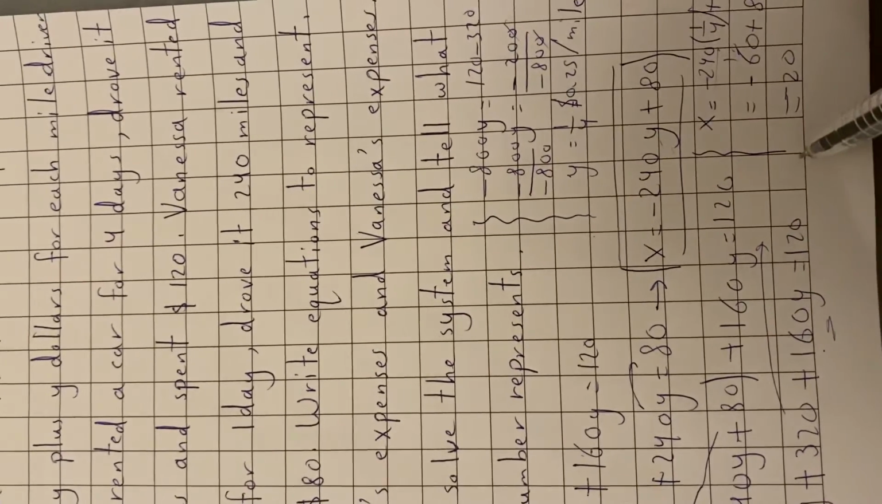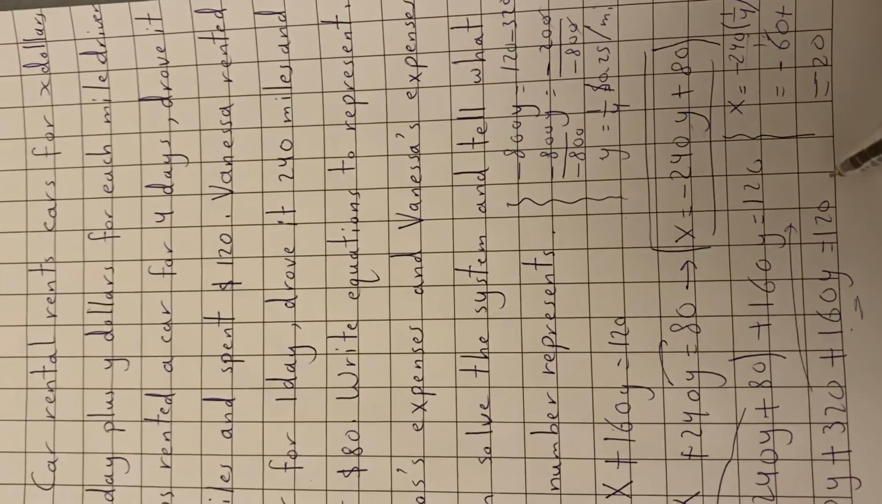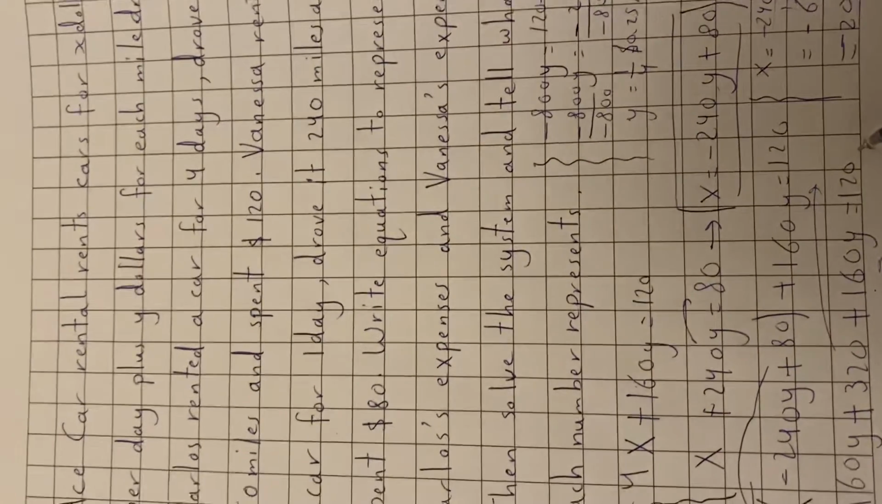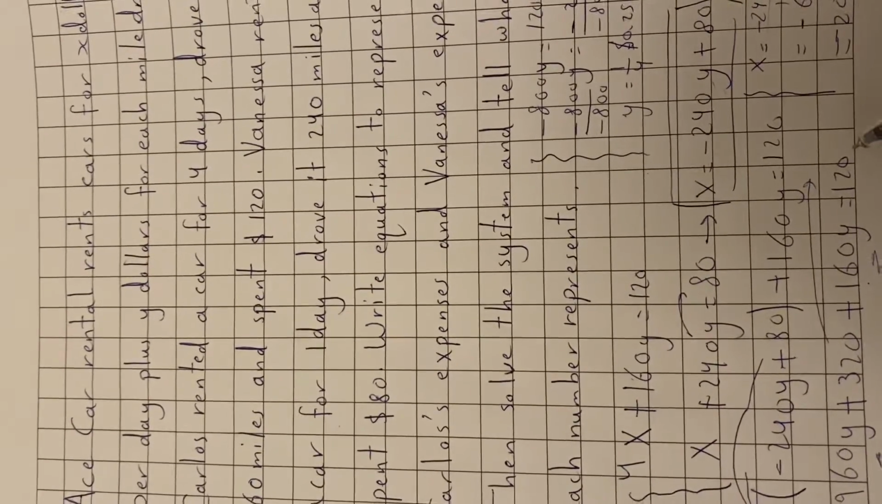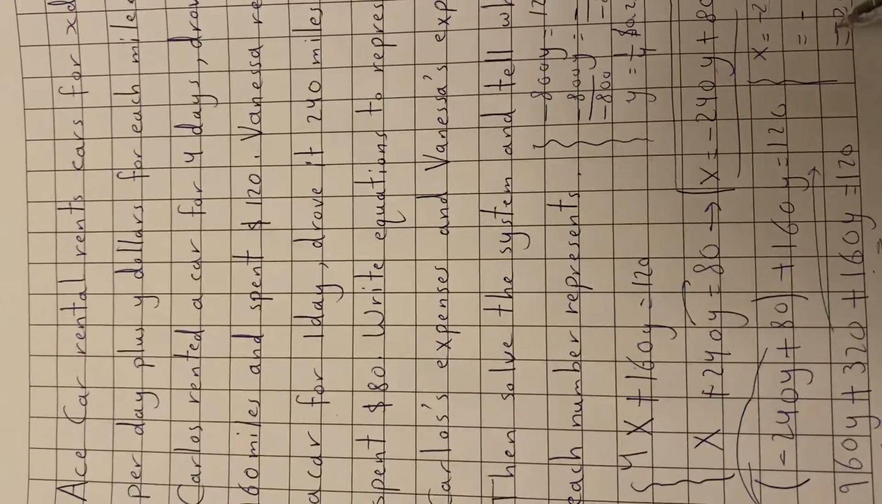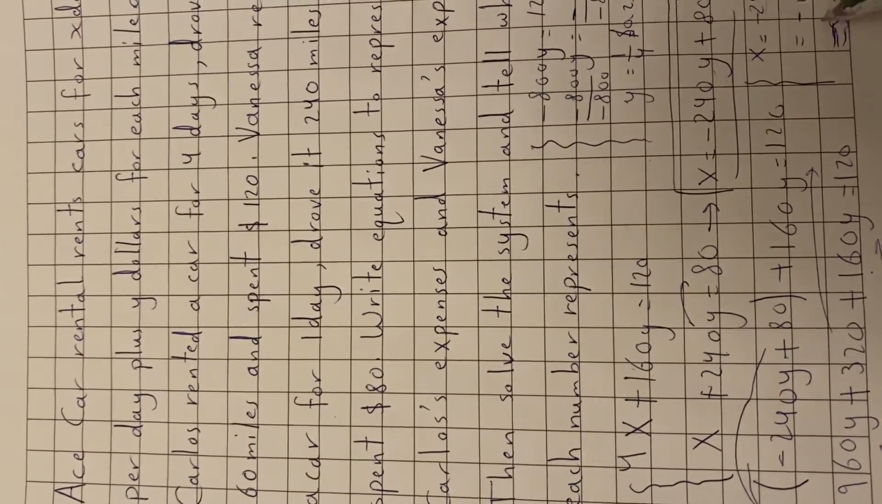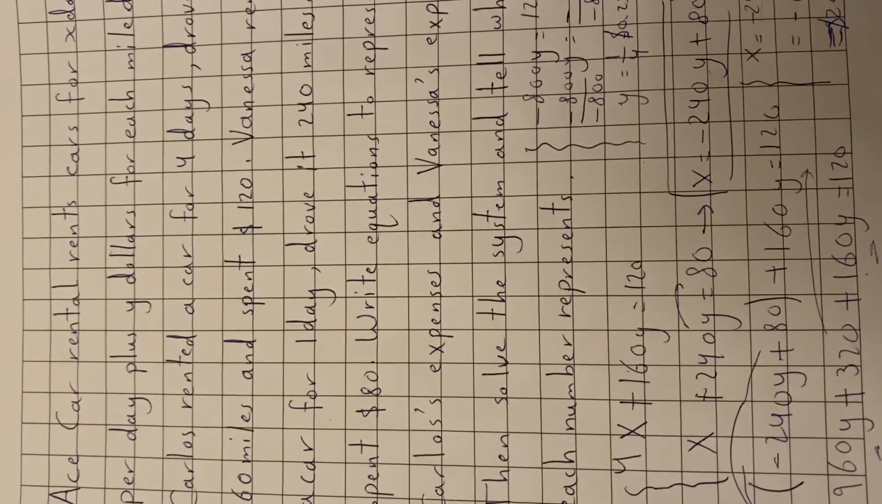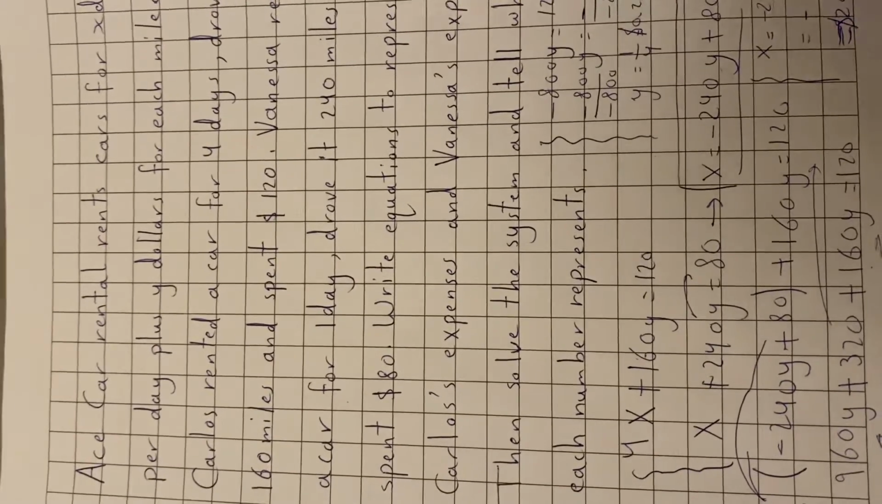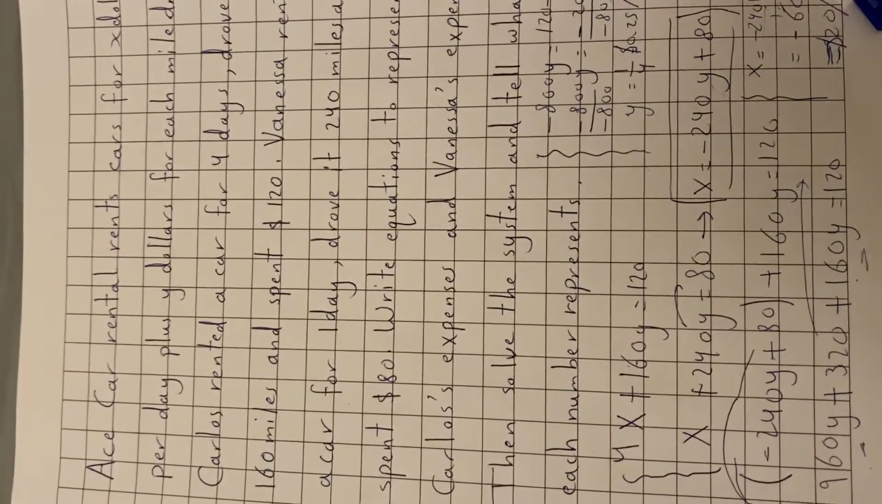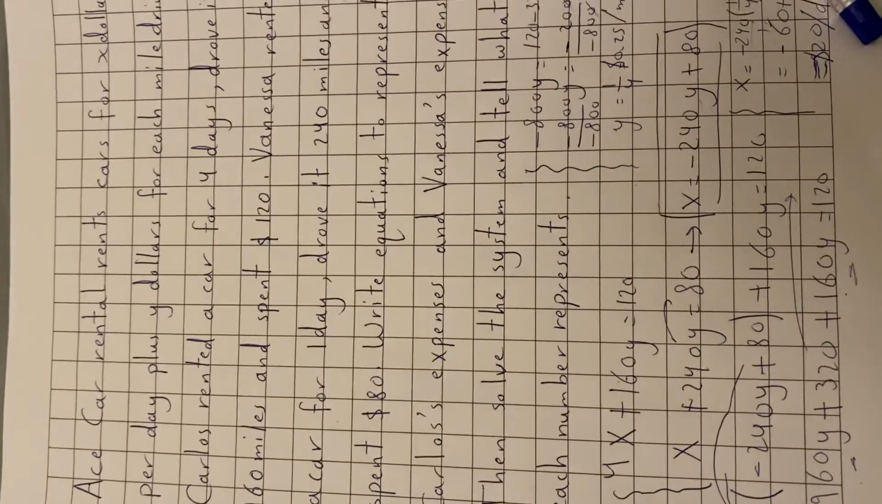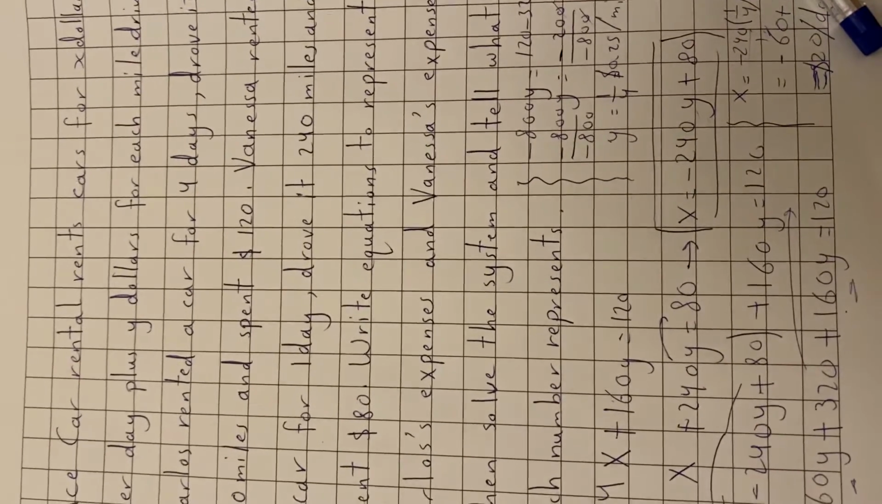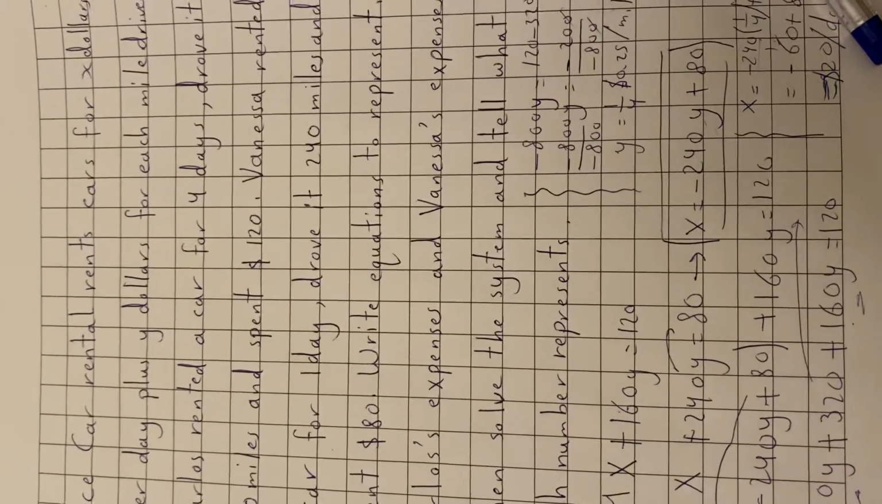20 what? We said from the beginning that x is related to what? The x is the number of dollars per day. So here it gives me $20 per day. This is the answer. So now I found x and I found y, so I can say this is the answer for x and for y.